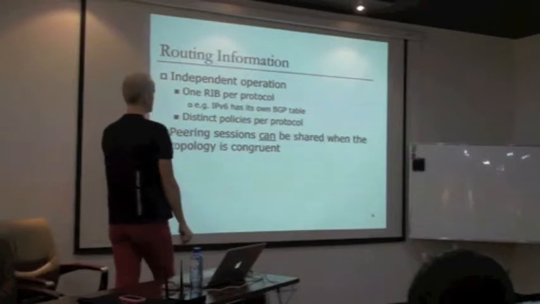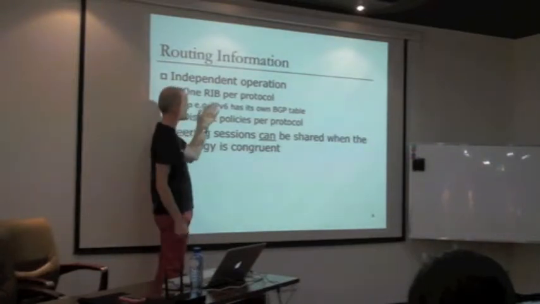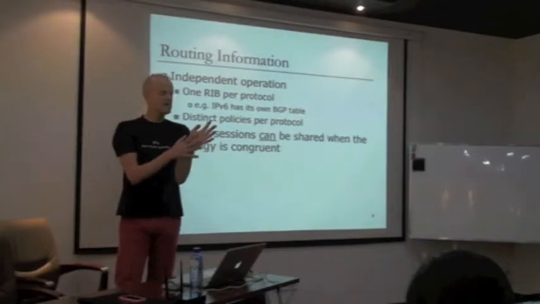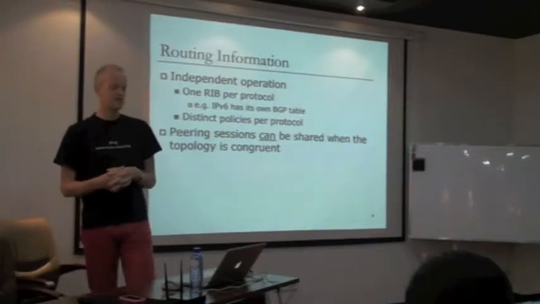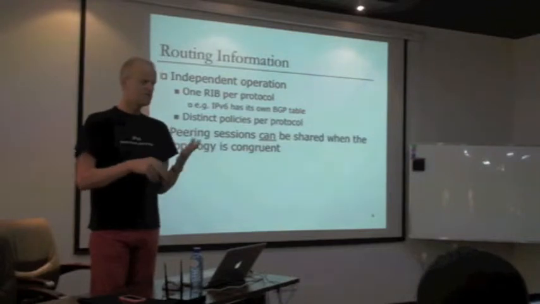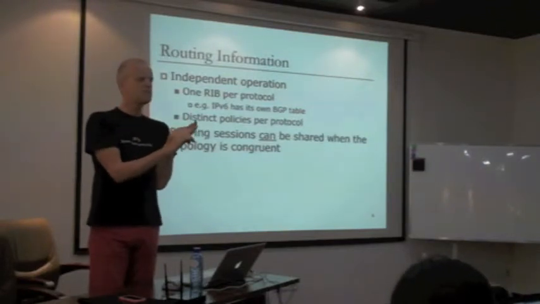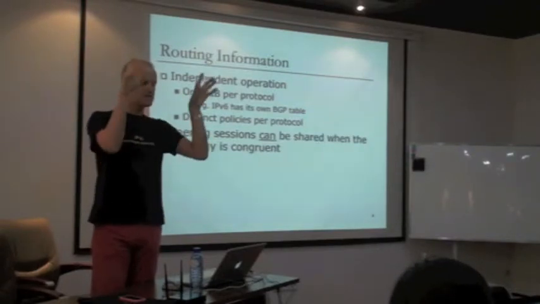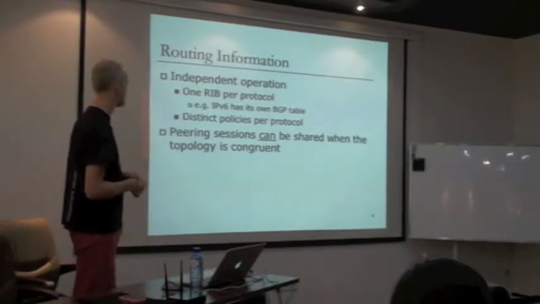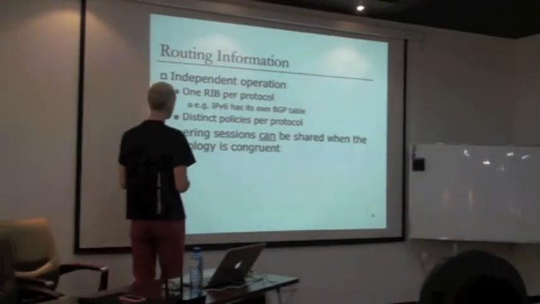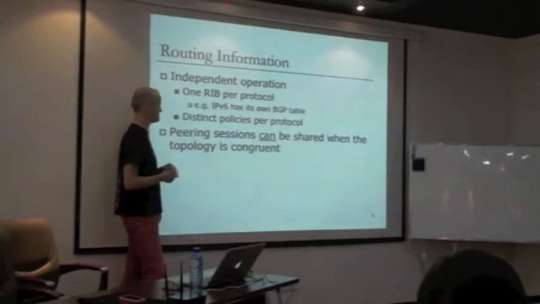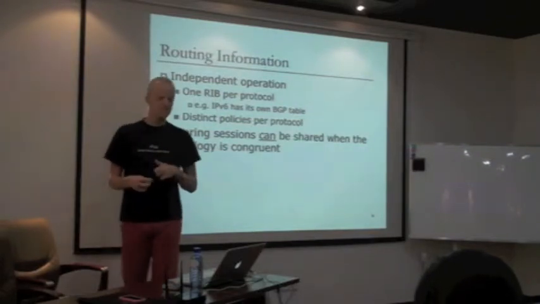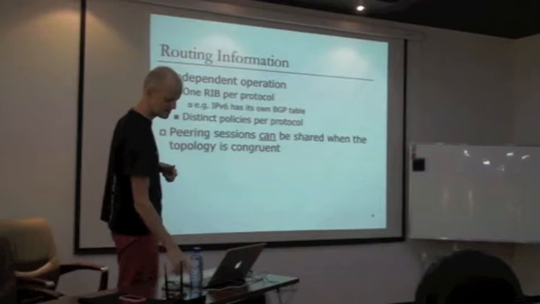Routing information, we've got one RIB per protocol, so V6 has its own BGP table. Best path selection is done for the BGP, so they're separate topologies, if you like. So V4 BGP has its own BGP table. V6 BGP has its own BGP table. Best path selection is done independently. You can apply your own policies per protocol. You can share the peering sessions if you want to. I don't recommend it because it makes it more complicated.